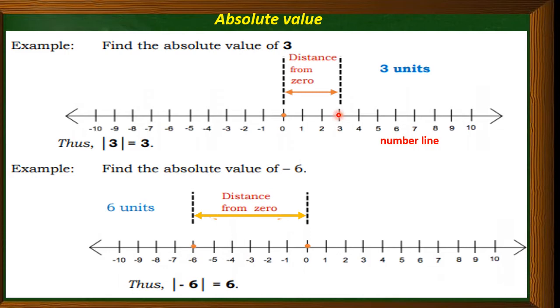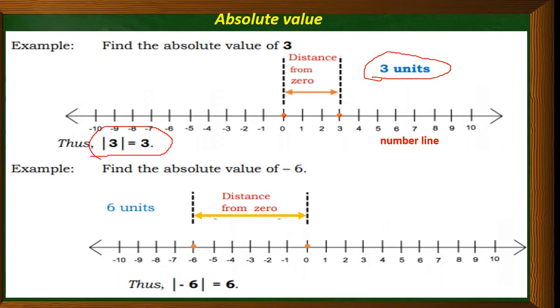If we count from 0 to 3, we have a distance of 3 units. Okay, let's count. 1, 2, 3. So therefore, we have 3 units as a distance between 0 and 3. That is why the absolute value of 3 is equal to 3.